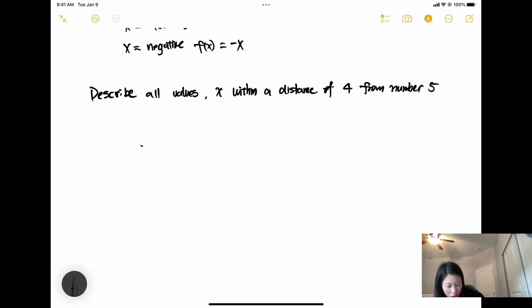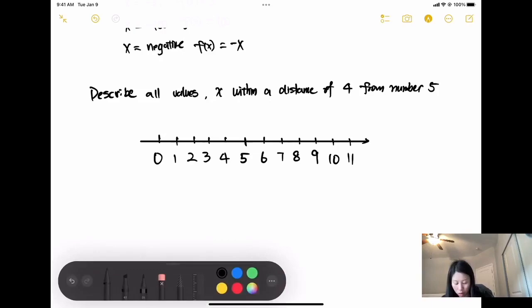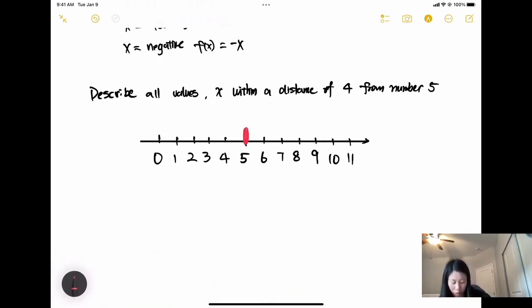So let's draw number 9. What does it look like? If this is our 5, I have 6, 7, 8, 9, 10, 11, 4, 3, 2, 1, 0. We're starting from the number 5, and we want the distance within 4. So that means any number from 5 to 9, this part, we will consider the value of x, this part, right? But since it's distance, they could also be this part. Correct?